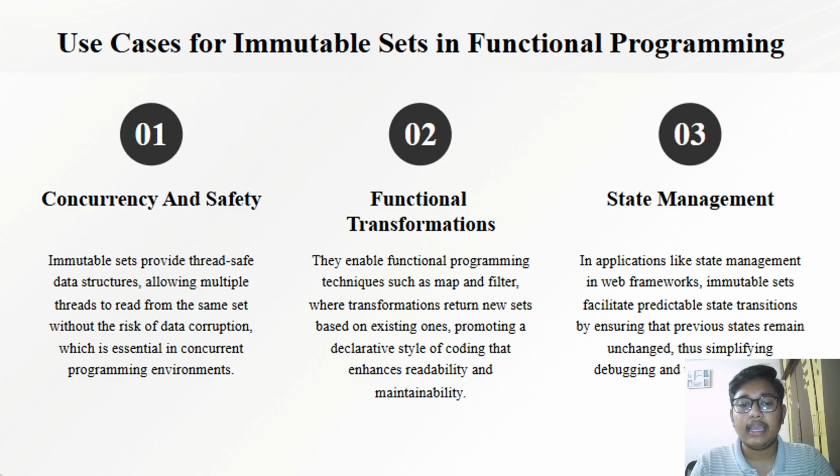Functional transformation. They enable functional programming techniques such as map and filter, where a transformation returns a new set or a copy based on existing ones, promoting a declarative style of coding that enhances readability and maintainability. The third crucial use case for immutable sets is state management. In applications like state management in web frameworks, immutable sets facilitate predictable state transitions by ensuring that the previous state remains unchanged, thus simplifying the debugging and testing process throughout the lifecycle.